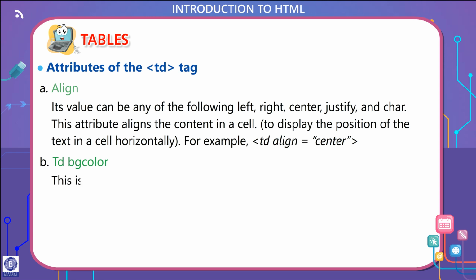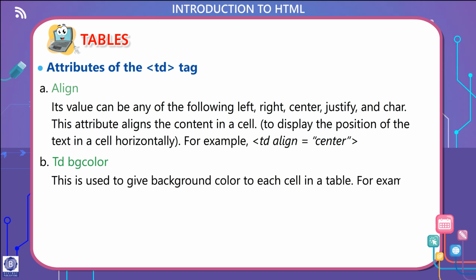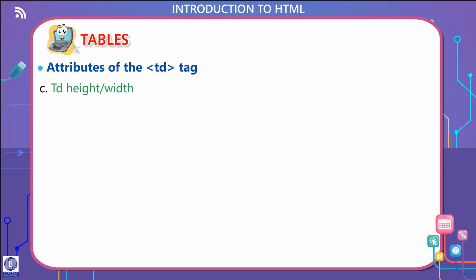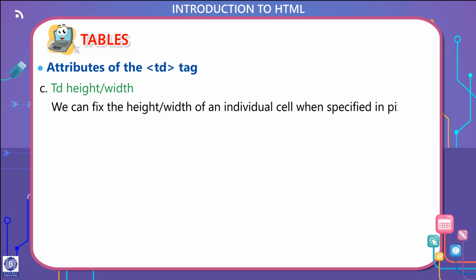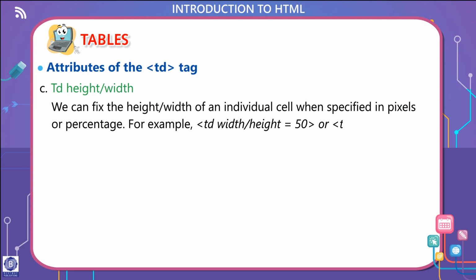TD bgcolor. This is used to give background color to each cell in a table. For example, TD bgcolor is equal to red. TD height and width. We can fix the height and width of an individual cell when specified in pixels or percentage. For example, TD width and height is equal to 50, or TD width and height is equal to 50%.